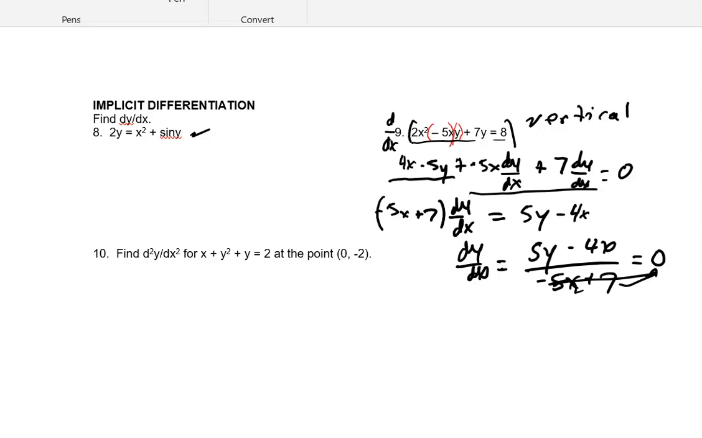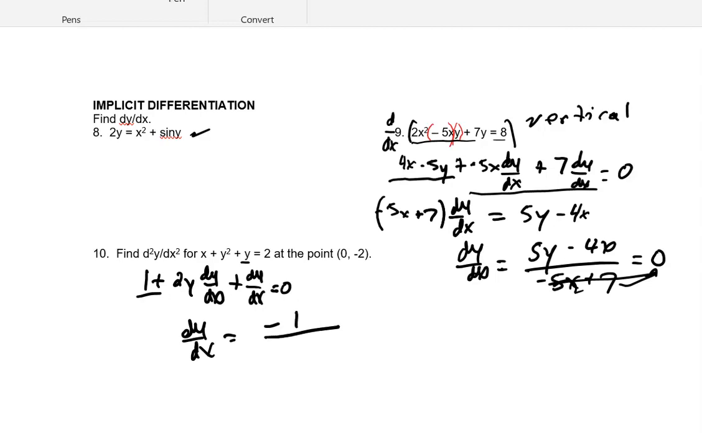10, second derivative with one of these. So obviously you need your first derivative to start. So the derivative of x is a 1, plus 2y dy/dx, and then the derivative of this y would be just a dy/dx. That would equal 0. If we then solved for dy/dx, we would have taken the 1 and subtracted it over. And then we would have factored out this dy/dx from those two terms and divided those over. So that's our first derivative.